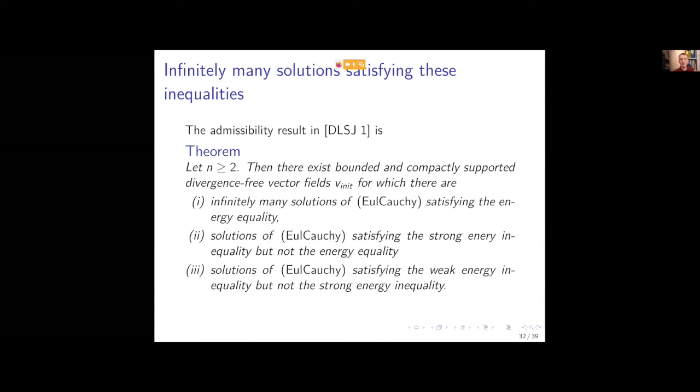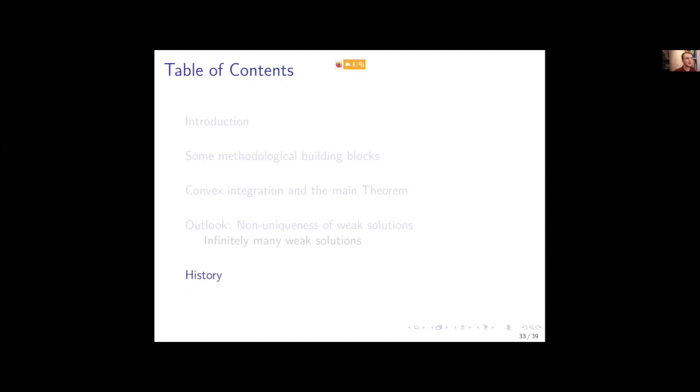And finally, you also have, for example, solutions where you have the weak energy inequality, so it's never more than in the beginning, but it's not necessarily monotonically decreasing. So this is more or less the corollary of the result we had before, because before, you can just choose any function, and you can control the kinetic energy however you like. That's the point, right? Okay, so that was the technical part. So the technical part is over.